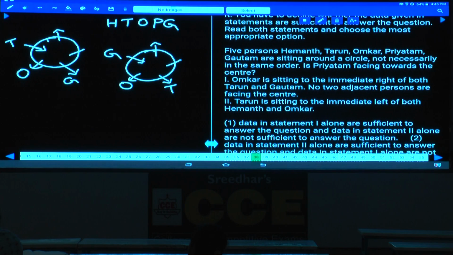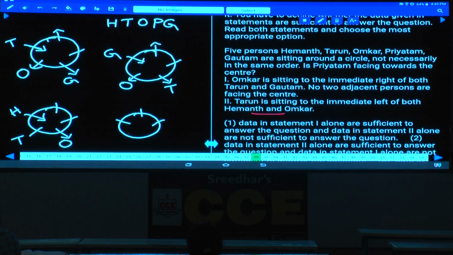Then condition number 2: Tarun is sitting to the immediate left of both Hemant and Omkar. Now let us take this as 1, 2, 3, 4, 5. If Tarun is here, seated to the immediate left of both Hemant and Omkar, then Omkar will be here. Then Omkar must be away from the center. Then what is the second case here? Now in the second case, 1, 2, 3, 4, 5. If Tarun is here, then this person is facing the center, this is Omkar, and this person is away from the center, this is Hemant. Then 1 alone is not sufficient, 2 alone is not sufficient, because this Pritham can be in any one of these two places. Then by combining these two, are we getting the answer or not?